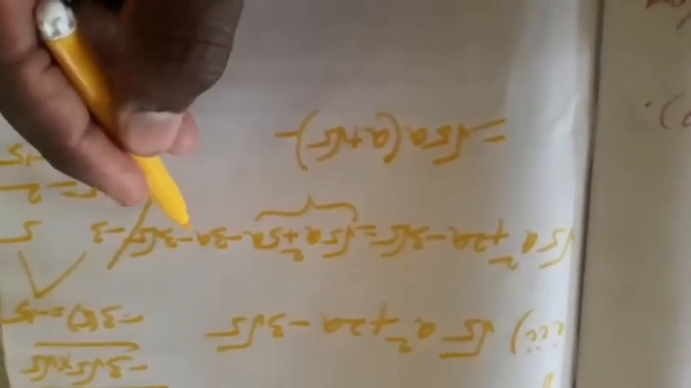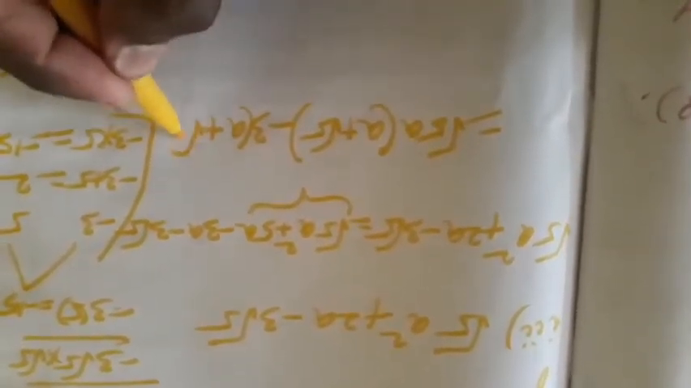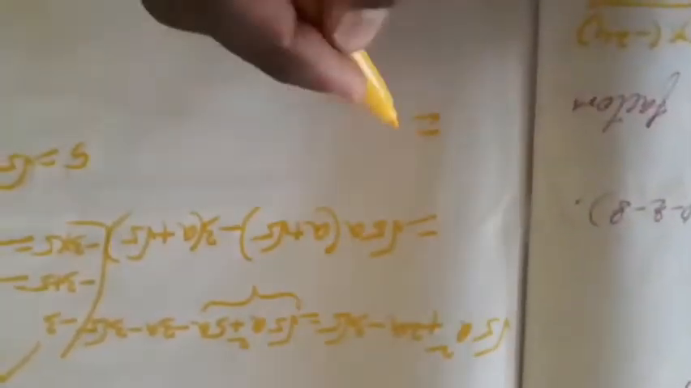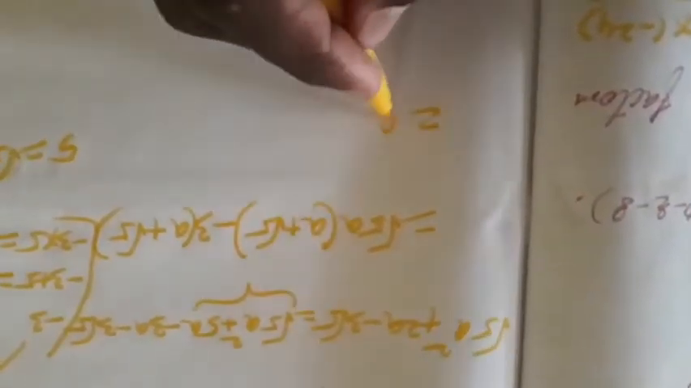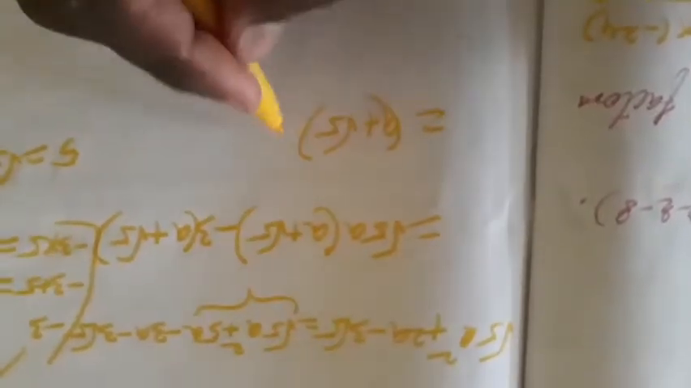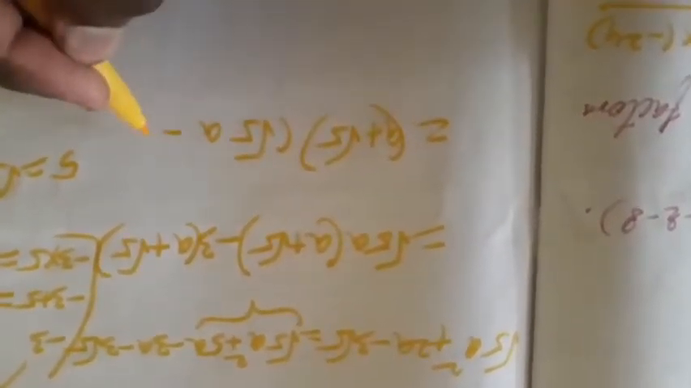The other 5 we can write as root 5 into root 5. So one root 5 goes outside, remaining one root 5. Minus 3 is common in both terms, take it outside, remaining a; the minus goes outside, so the sign changes and we get minus 3 into a plus root 5. Now a plus root 5 is common in both terms, take it outside, remaining root 5 into a minus 3.